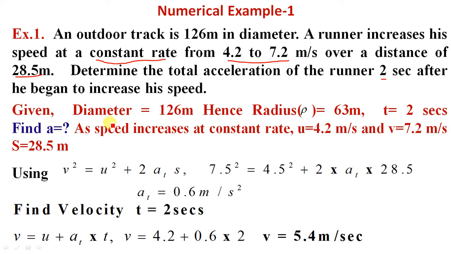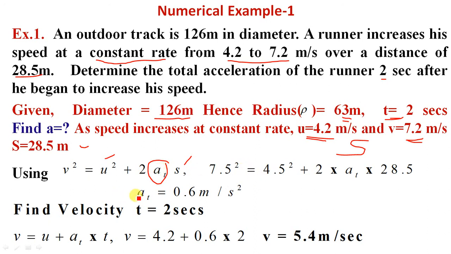So here, what are the given quantities? Diameter is given as 126. Can you find out rho? Yes, rho is nothing but the radius of curvature, that is 63. 126 divided by 2, that is the radius. T is equal to 2 seconds is given. We have to find out the acceleration A. As the speed increases at a constant rate, we can call U as 4.2 and V as 7.2, and S is given as 28.5 meter. So use the equation of motion V square is equal to U square plus twice of AS, because S is known, U is known, we have to find out the at.